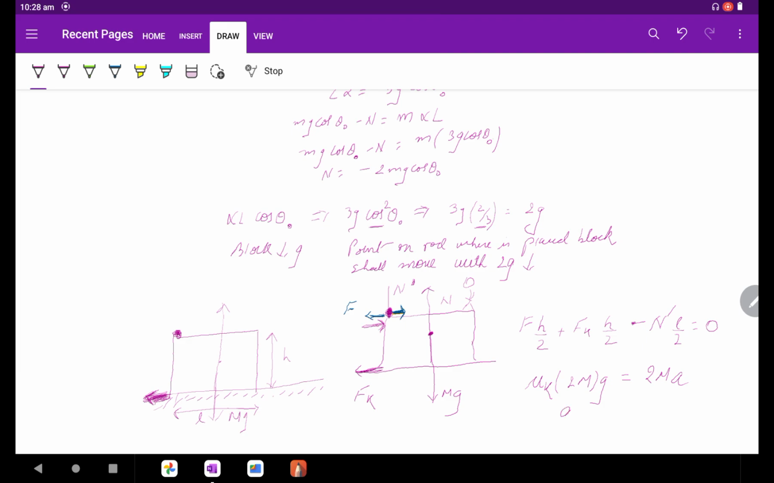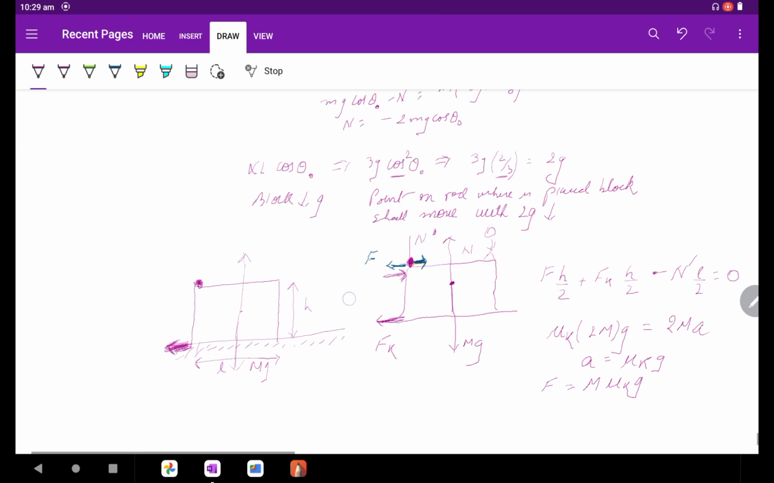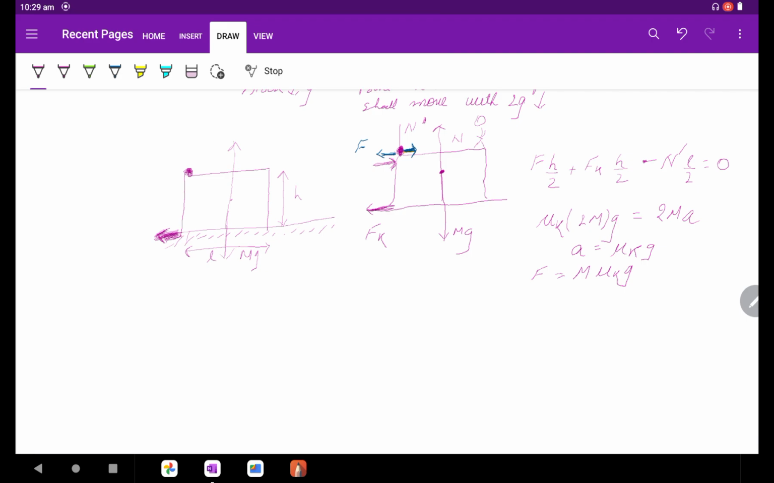So a is what to us? a is equal to mu k g. If a is mu k g, then F should be equal to m, the mass of the body, into mu k g. Right. So far, it's predictable.